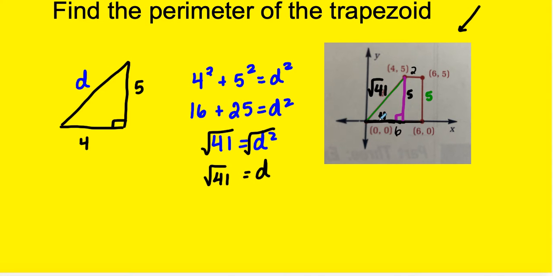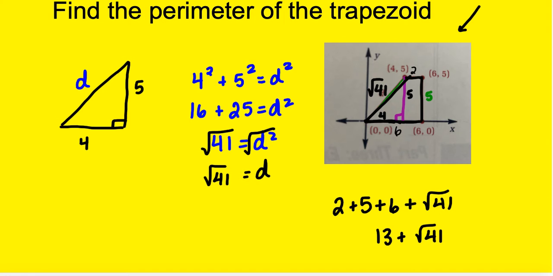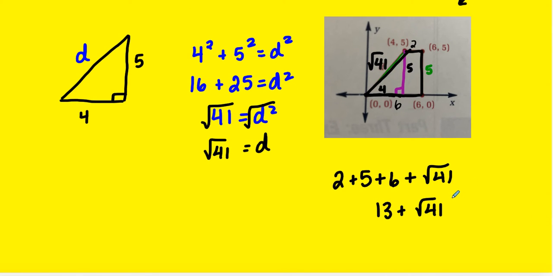Now I want the perimeter of the entire figure, of the entire trapezoid. So we add them up. So 2 plus 5 plus 6 plus root 41, which gives me 13 plus root 41. If we want to approximate the answer, we can put root 41 into our calculator, and it's going to give me about 6.4. So 13 plus 6.4 would give me 19.4, and that would be the perimeter.